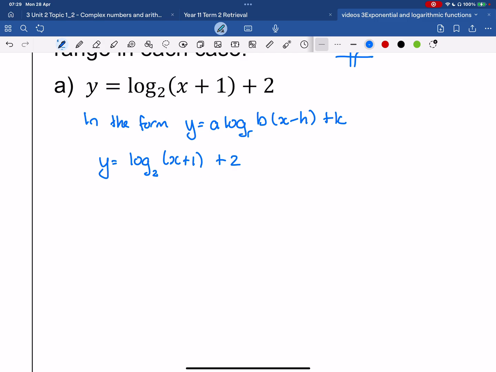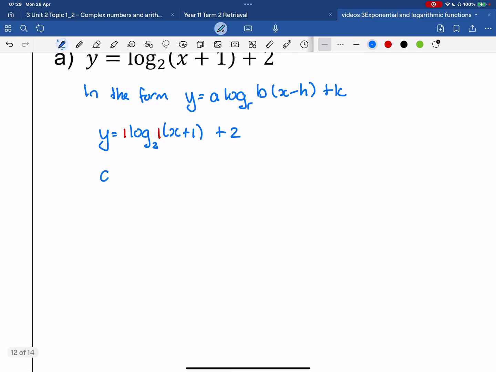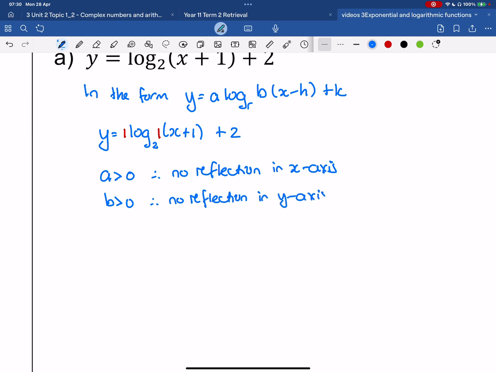It appears to be in the correct form, which means that I can see that my a value must be positive 1 and my b value must also be positive 1. So I can start off saying that a is greater than 0, so I have no reflection in the x-axis. And I can also say that b is greater than 0, so I have no reflection in the y-axis. And immediately I can then do a little sketch that tells me what my function's shape or nature is going to be.